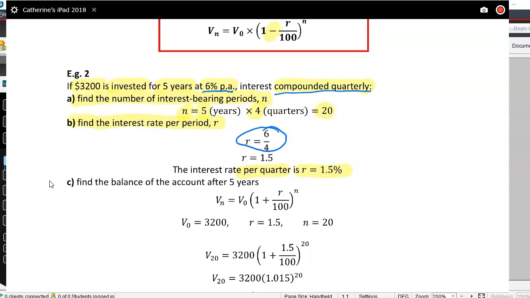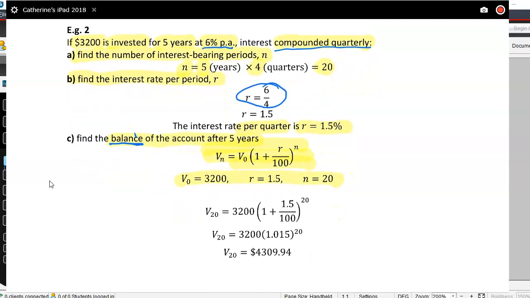So find the balance of the account after 5 years. The balance is how much the account is worth. How much is in your bank account? How much is that investment worth after 5 years? So I write out my formula. There are my knowns. That's what I know. And then I substitute them in. Okay, and obviously I've worked it out here, but you can use your calculator.